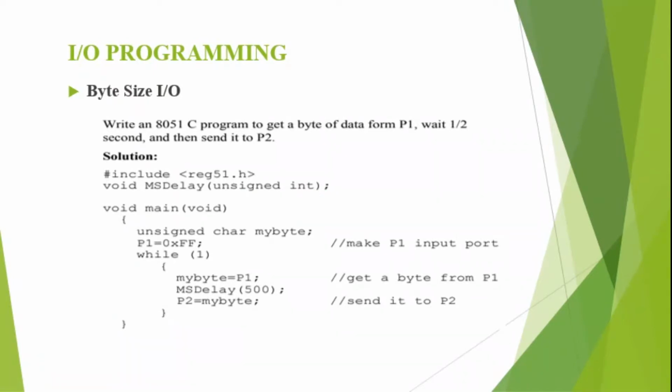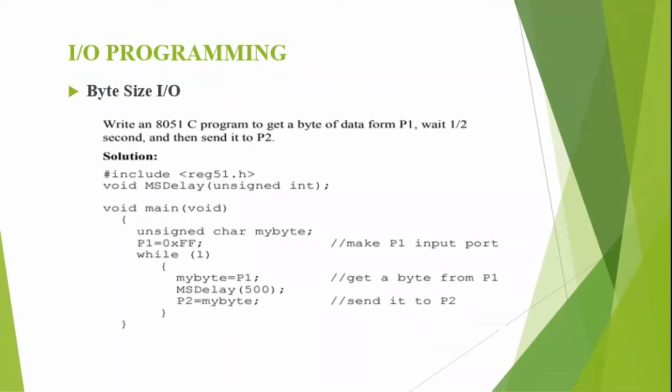Next example: write an 8051 C program to get a byte of data from port 1, wait for half a second, and then send it to port 2. So we are writing a function msdelay for introducing a half second delay. Then in the main function we have the variable myByte declared using the unsigned char data type, and then we are assigning a value to port 1. For the continuous process of getting the byte of data from port 1 and sending it to port 2 after a delay of half a second, we are using a while loop.